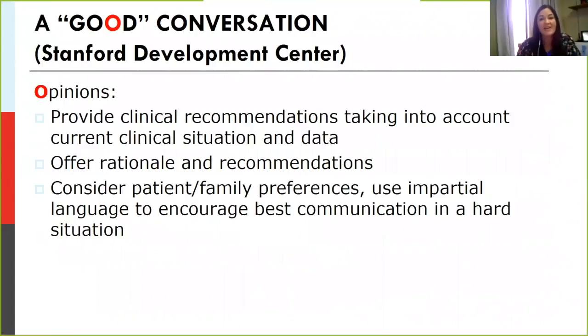So opinions, providing clinical recommendations, taking into account current clinical situation and data, offering rationale and recommendations, yet also really being in tune with the patient values and preferences, and using impartial language to encourage best communication across and within families.